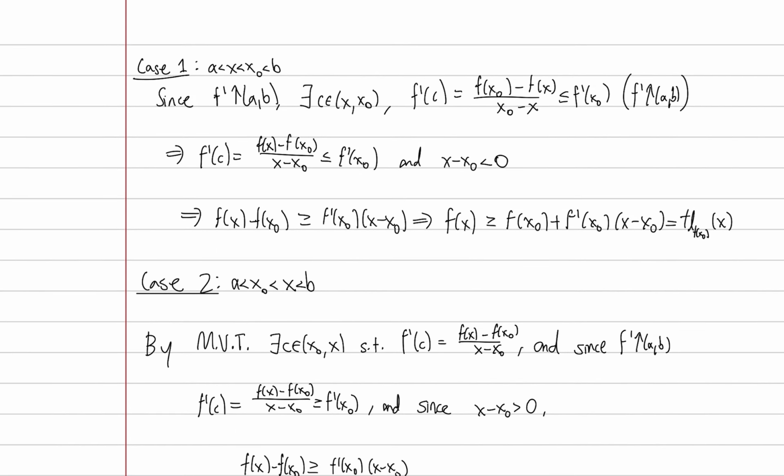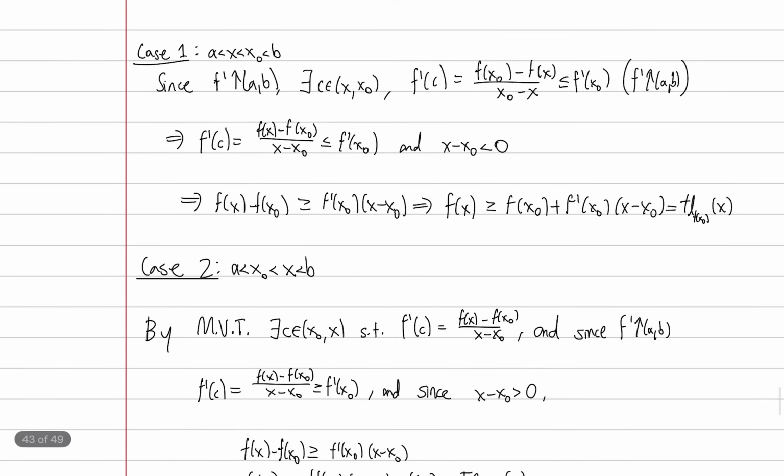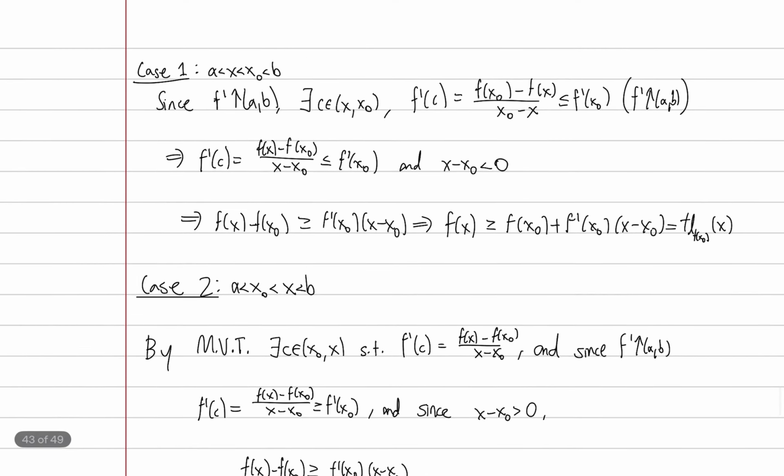Now we're going to take two cases. Either our x value can be to the left of x naught or to the right of x naught. For the first case, since f prime is increasing, what theorem are we going to use? First we're going to use, as you can guess, the mean value theorem, and then we're going to use the fact that f prime is increasing. So first, this part is the mean value theorem, hopefully you could see that. And this part has to do with f prime being increasing.